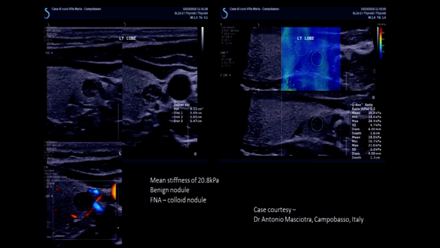This is an example of a case study, courtesy of Dr. Masciotra from Italy, and what he shows is a lesion in the thyroid nodule with a mean stiffness of 20 kilopascals, 20.8 kilopascals. This was a benign nodule and basically a colloid nodule. On ultrasound, you can see that it's a mixed solid cystic nodule with no flow in it.